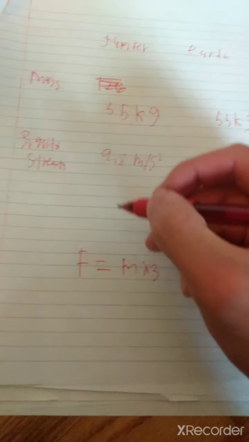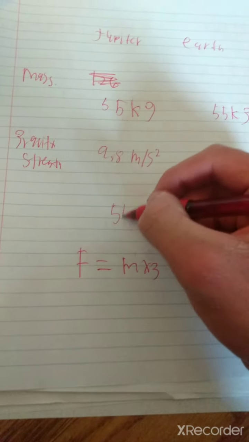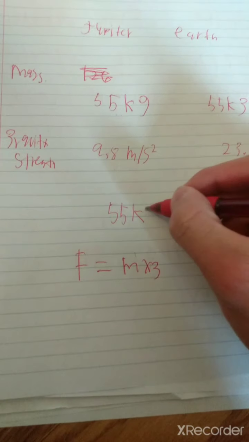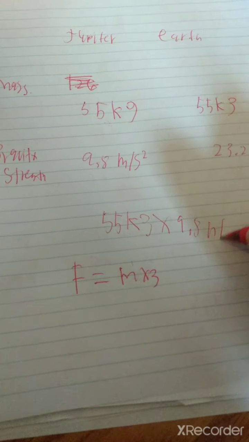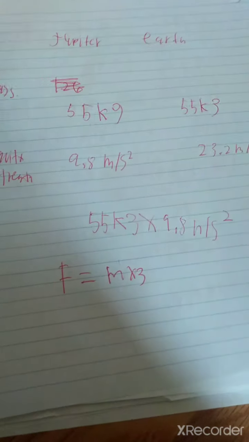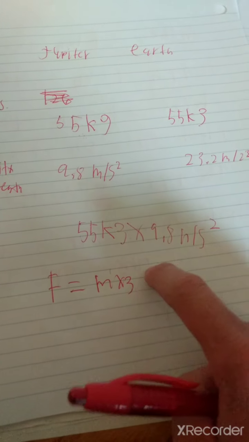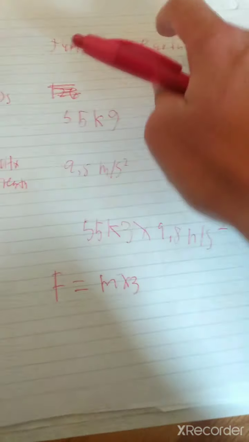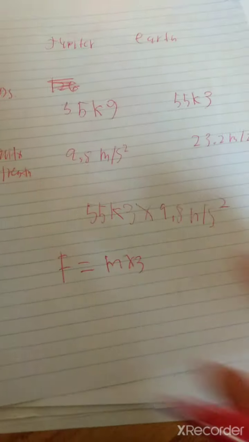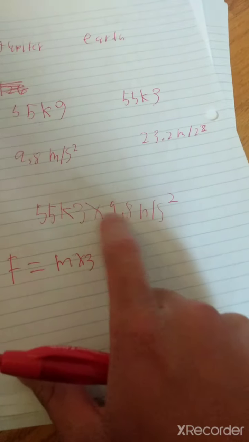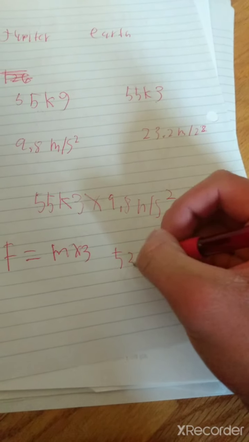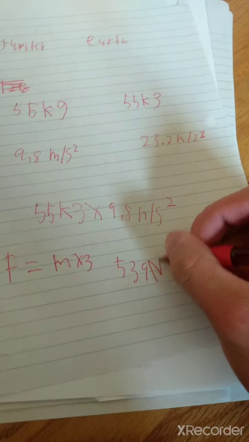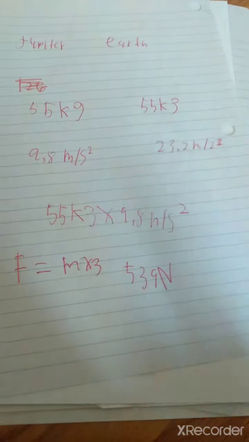First, we're going to do 55 kilograms multiplied by 9.8 m/s squared. Then we'll find the newtons on Earth. If we do 55 multiplied by 9.8, we would get 539 newtons. But that's just for planet Earth.